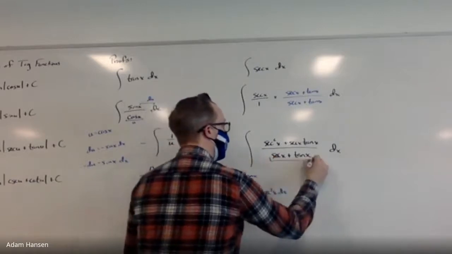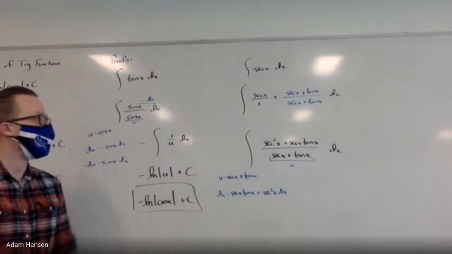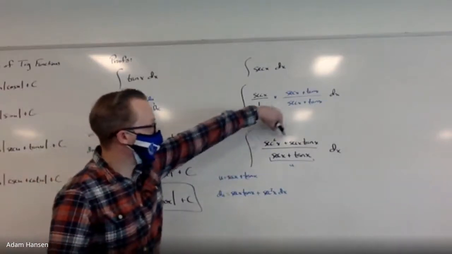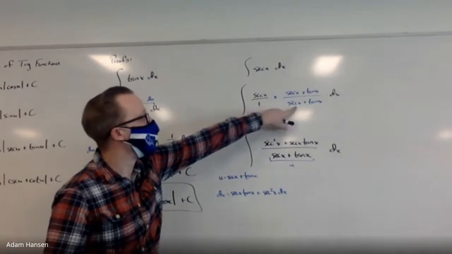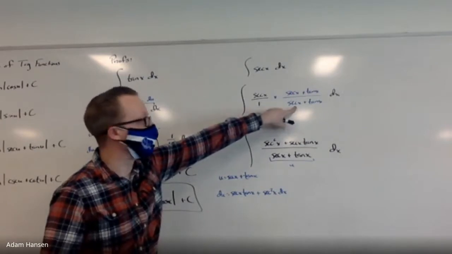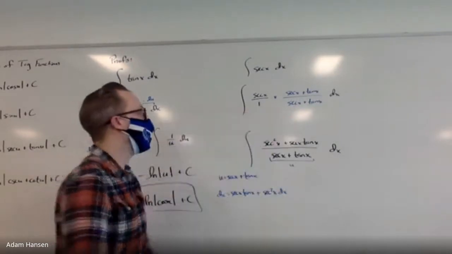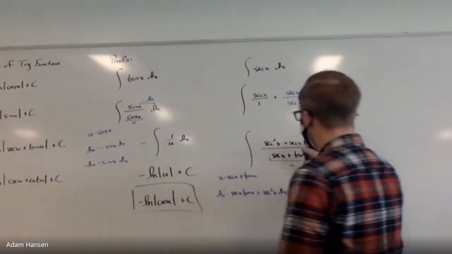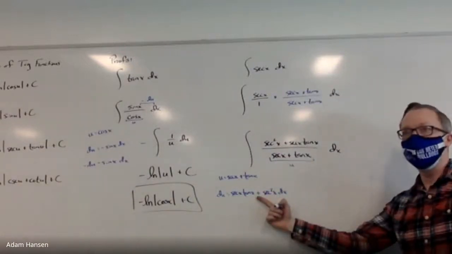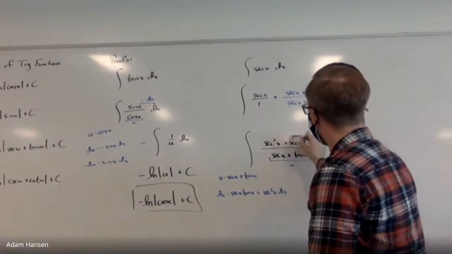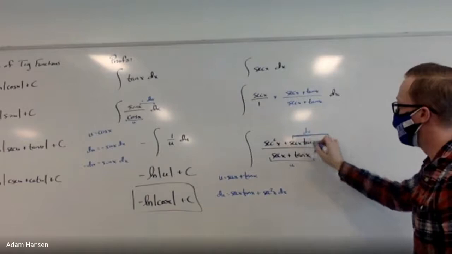So secant x plus tangent x is going to be replaced by u. Is it du? Just exactly what I had left over in the denominator now. After multiplying top and bottom by this extra secant x plus tangent x, it gave me what I needed with my u and du substitution. So secant x tangent x plus secant squared x is given by du. Secant squared x plus secant x tangent x dx is replaced by du.